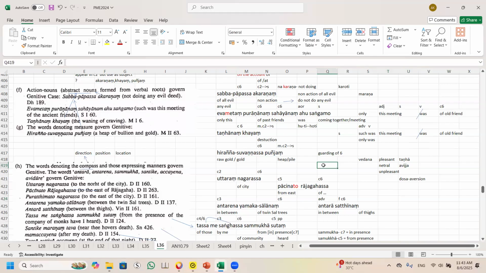So how do you guard? Sati, atapi, sampajanna. Atapi is ardent. This means you have to have mindfulness. If you don't have mindfulness, you cannot know. When you have mindfulness, you can know these states of vedana. Sampajanna is clear comprehension. You have to have clear comprehension.